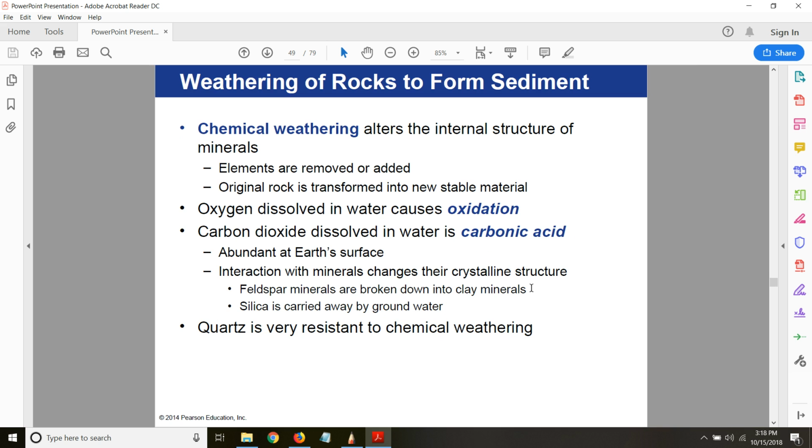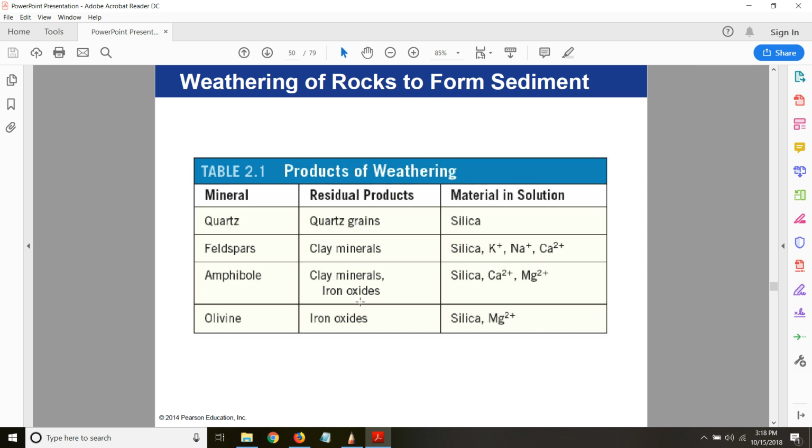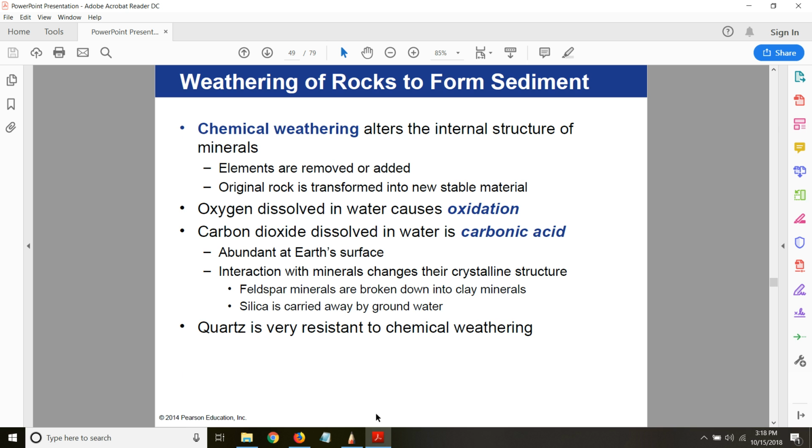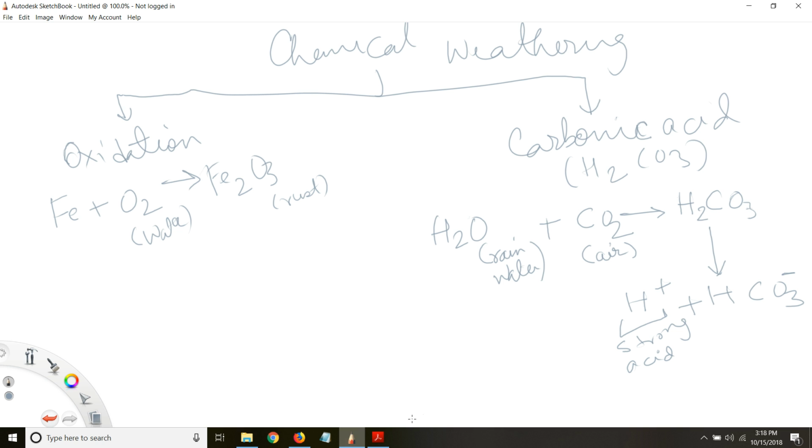Now here is an example of how it breaks down the minerals in the rock. Let's look at this example here. The rain will dissolve some carbon dioxide as it falls through the atmosphere.